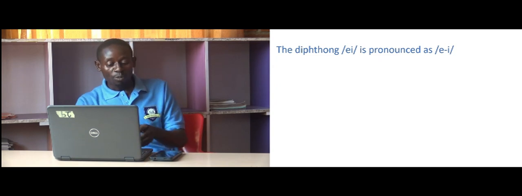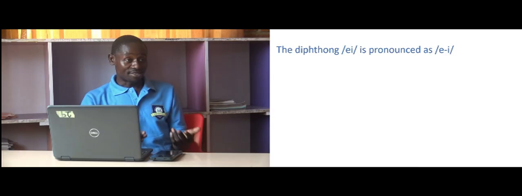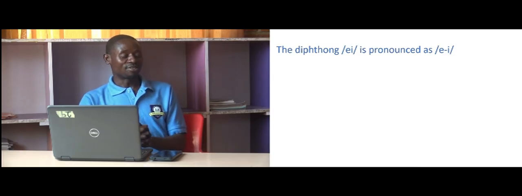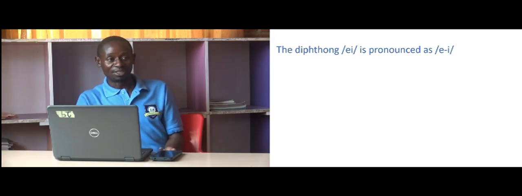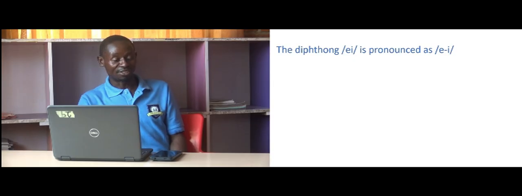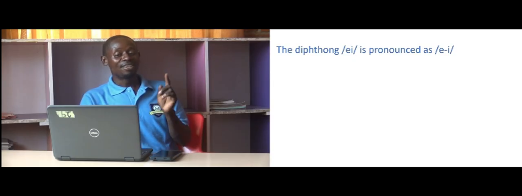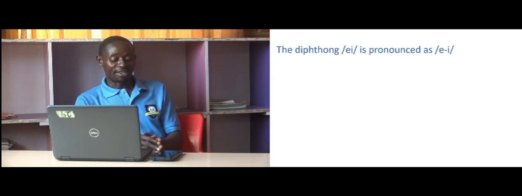Now, we have also the passive voice. Passive voice means that the subject is acted upon. Remember, in active voice, the subject performs the action. But in passive voice, the subject is acted upon. Now, let's again take a look at these sentences.